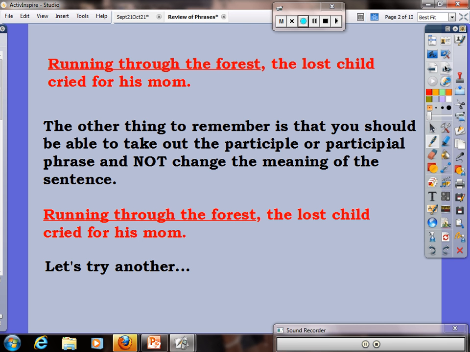So if I take it out, if I just cross this out and say, the lost child cried for his mom, that makes total sense. I could possibly move it around in the sentence, but I'm just going to leave it at the front. But again, if you can take it out of the sentence, you know you're not confusing it with the verb of the sentence or some other part of the sentence. So, participial phrase, or participle, is going to be that ing word, and it's going to tell you more about the sentence. It's not functioning as the action of the sentence.